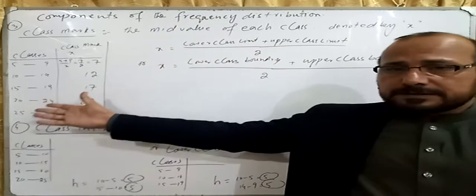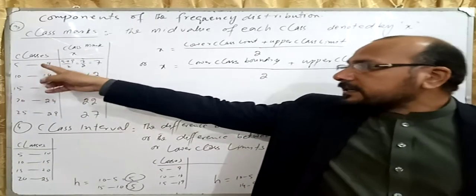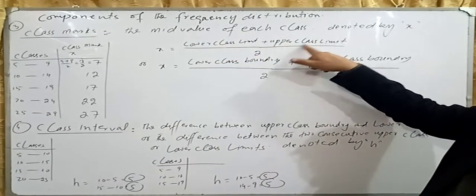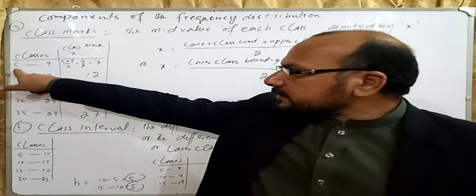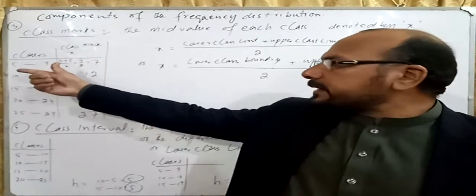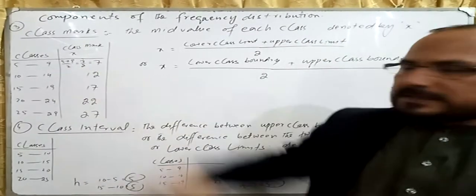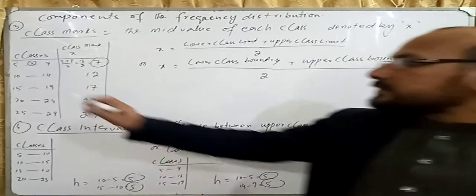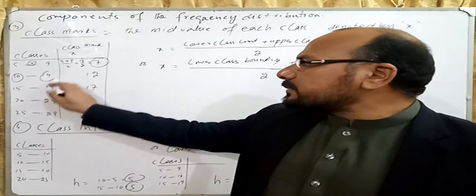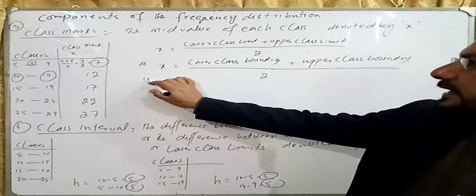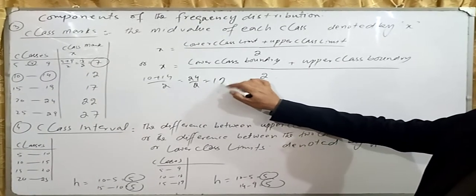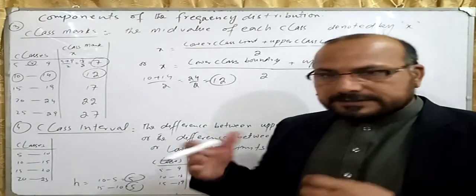In case the classes are given in discontinuous form, we will write the lower class limit plus upper class limit divided by 2. This is the lower class limit 5, upper class limit 9, divided by 2. So 14 divided by 2 is 7. 7 is the class mark, or you can say 7 is the mid value of the first class. What is the mid value of the second class? You will add lower class limit plus upper class limit divided by 2, means 10 plus 14 divided by 2. 10 plus 14 will become 24, divided by 2 it will become 12. So 12 is the mid value of the second class.